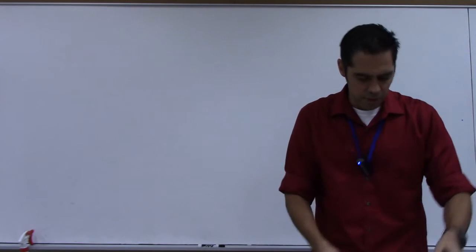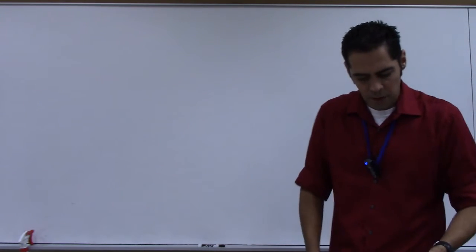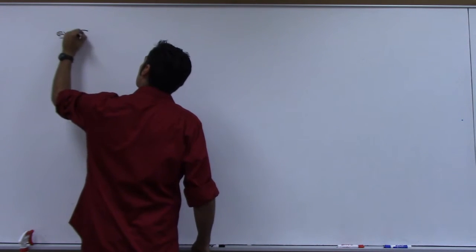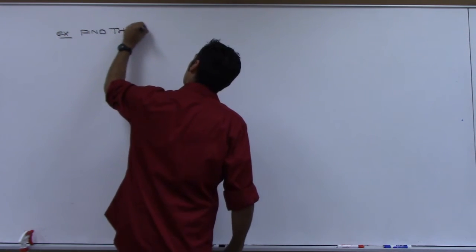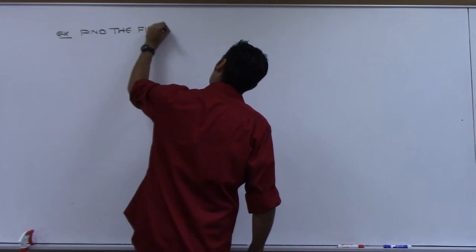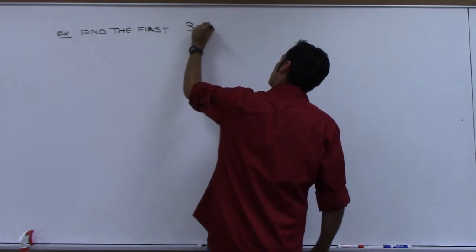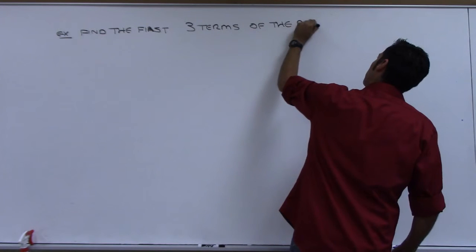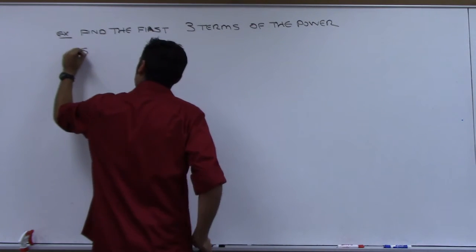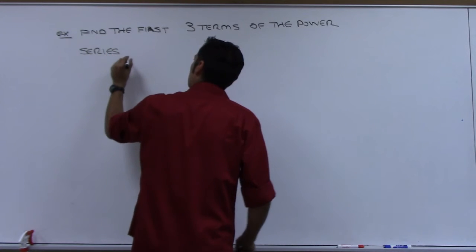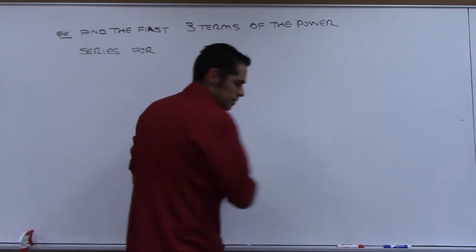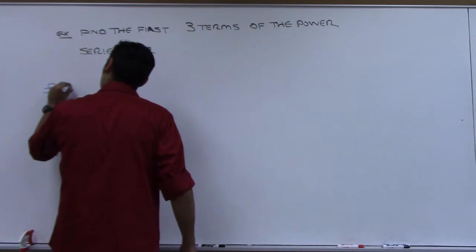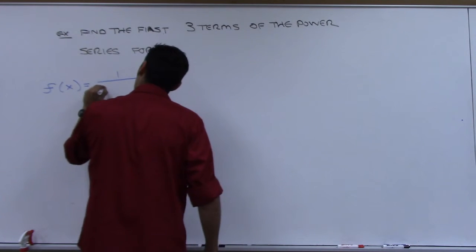So what I'd like for us to do is figure out, find the first 3 terms of the power series for the function f of x equals 1 over sine x.